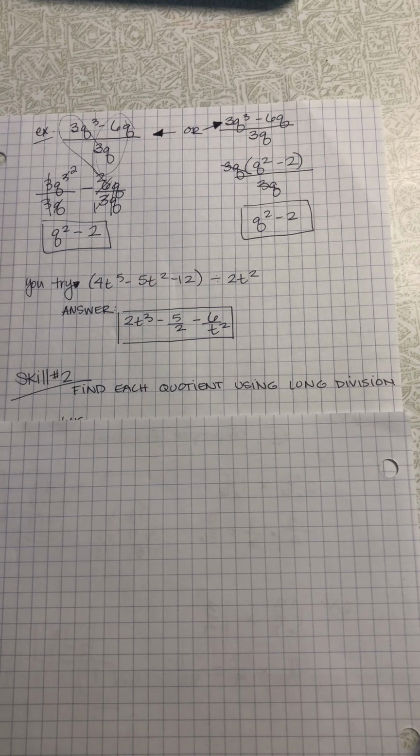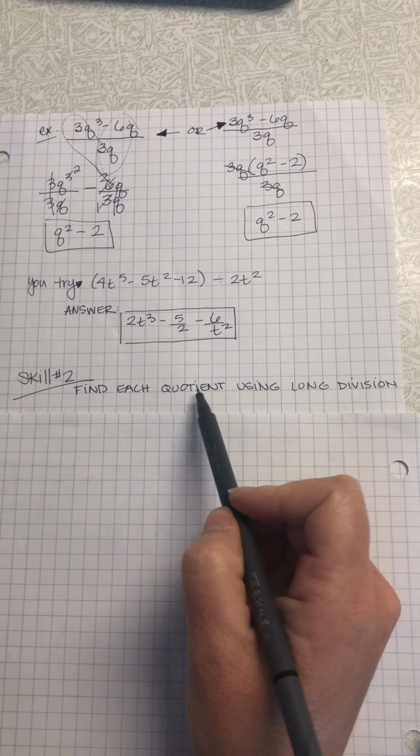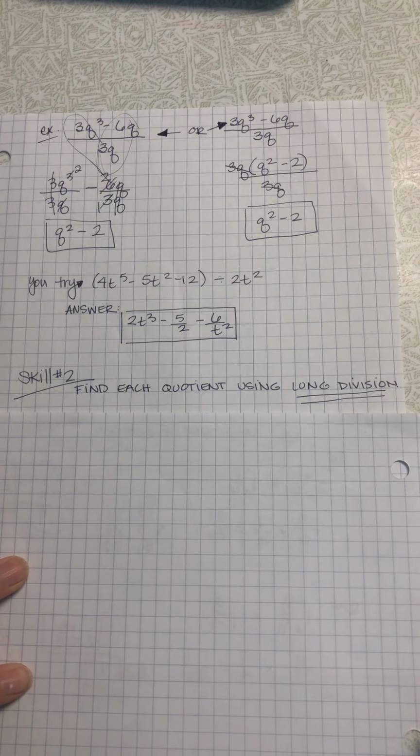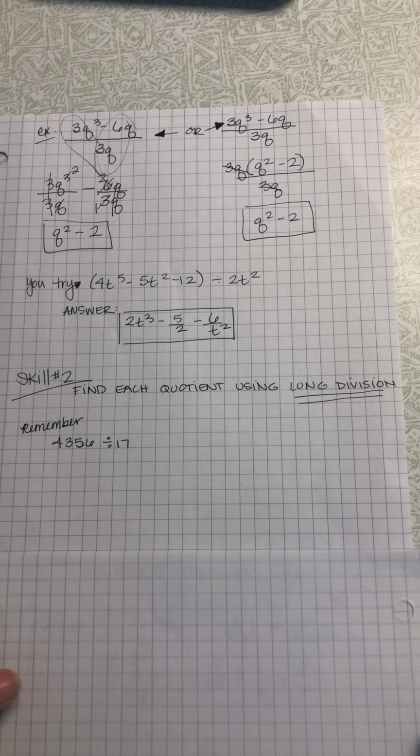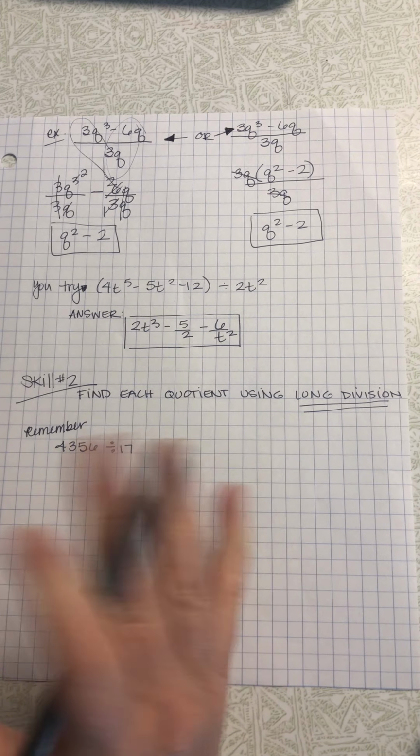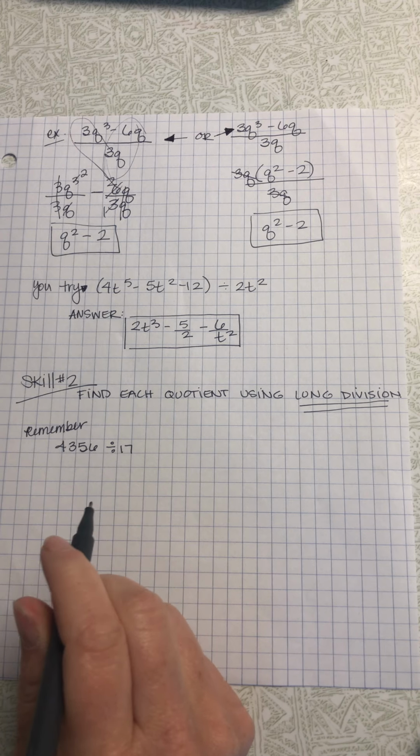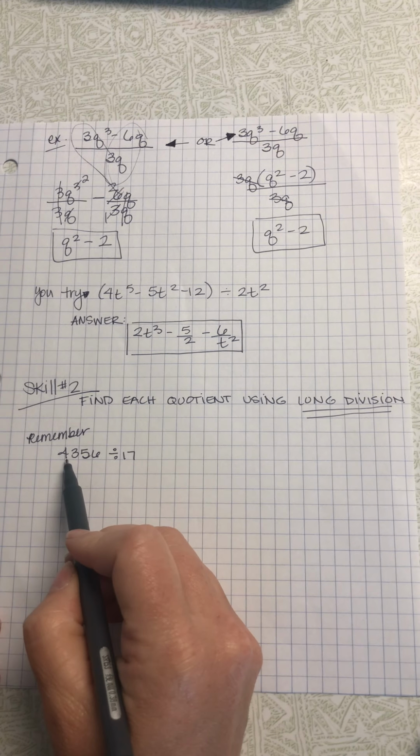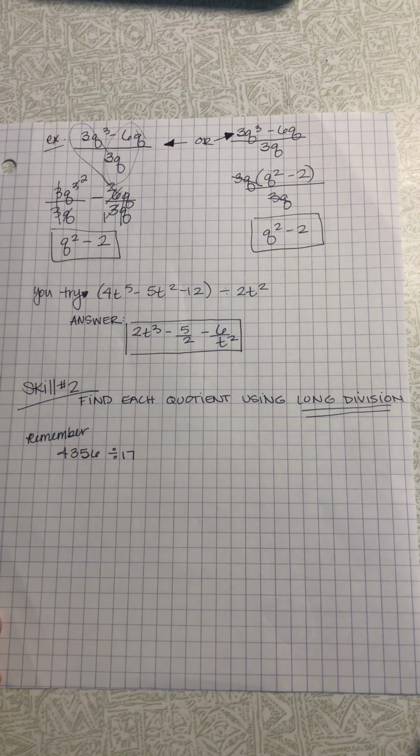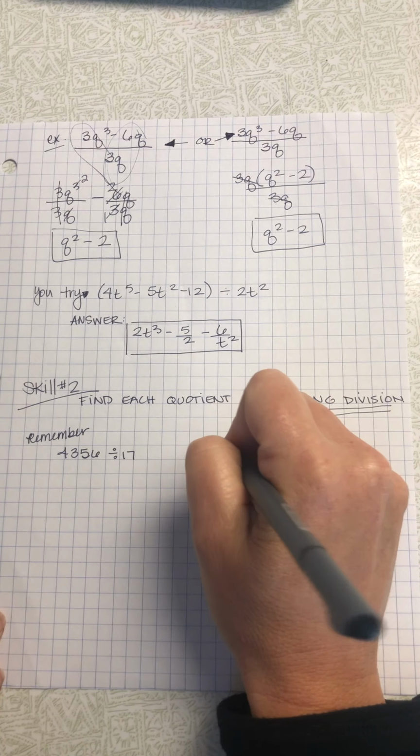Skill number 2. Find each quotient using long division, okay? So if we take an old school problem, like a 5th grade, maybe even earlier, we've got no variables, right? 4,356 divided by 17.